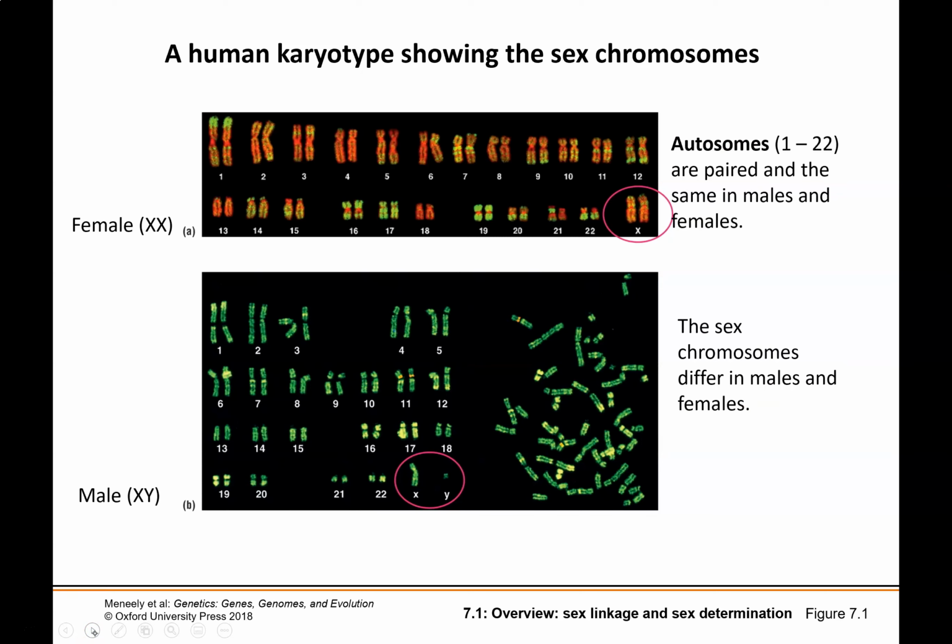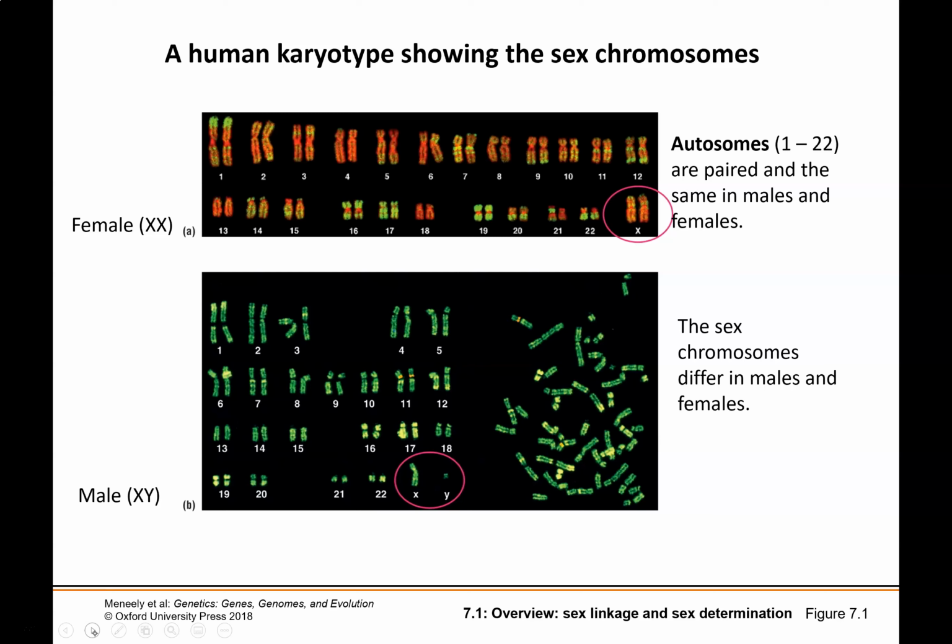All right, so here we have a human karyotype. This is here just to show what the sex chromosomes look like. So we have 23 sets of chromosomes, two homologous copies, one from each parent. So on the top we have a female. You'll see that this female has two copies of each type of chromosome, numbers 1 through 22. Those are the autosomes. So these are the non-sex chromosomes. And then you'll see there in the right-hand corner of that top box, we have two X chromosomes.